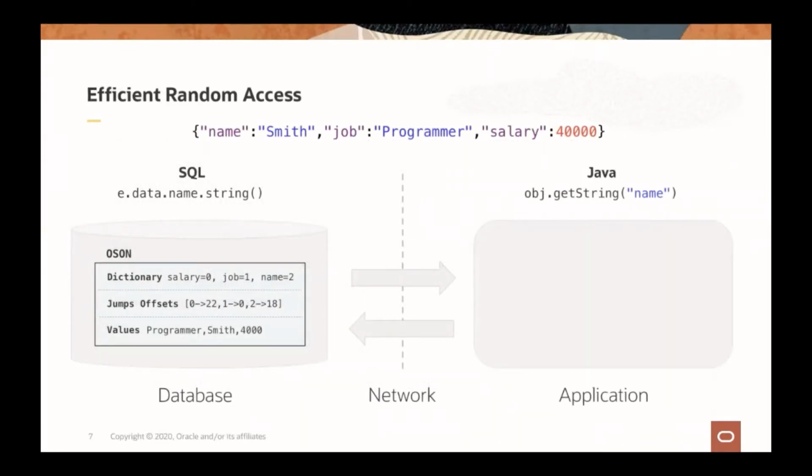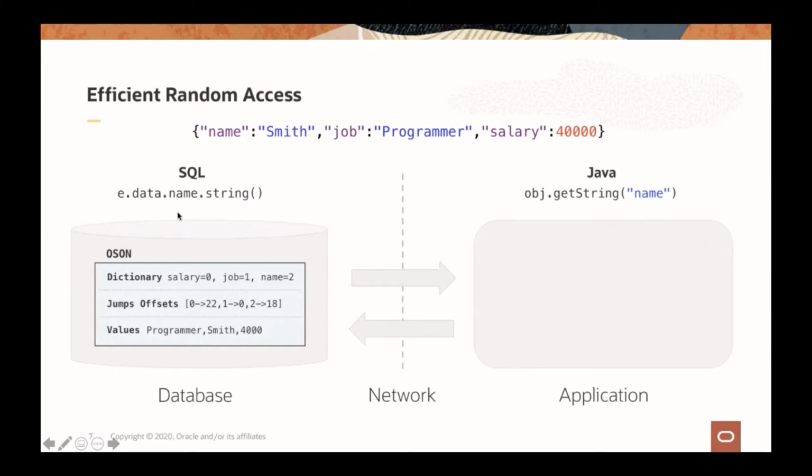Okay, so this slide depicts an example. We have a JSON object for a programmer named Smith. The name is Smith, the job is programmer, and Smith makes $40,000. And so this is depicting the database on the left here, and how this might be represented as Oson stored in the database. And above it, we have a SQL expression that accesses the name attribute of this JSON object.